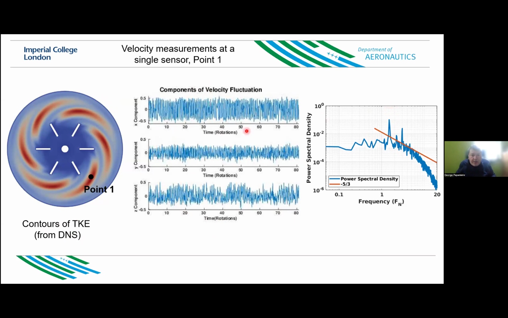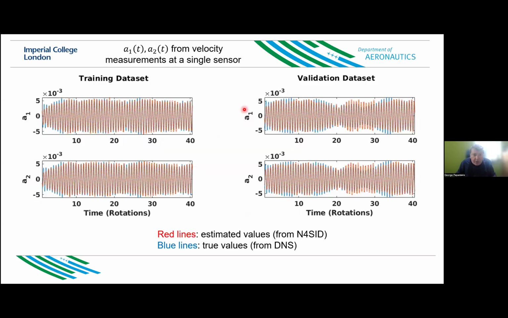So you can see that at this point I have a very complicated signal. The flow at this point is transitional. I have a random, complicated signal. So I feed this signal together with my A coefficients, in particular A1 and A2, because I'm interested in the first two modes. I do the calculation of my matrices. By the way, this calculation takes a few seconds, 10 or 15 seconds, which is very, very fast. And I get the model.